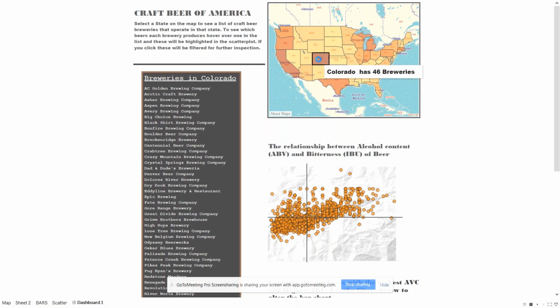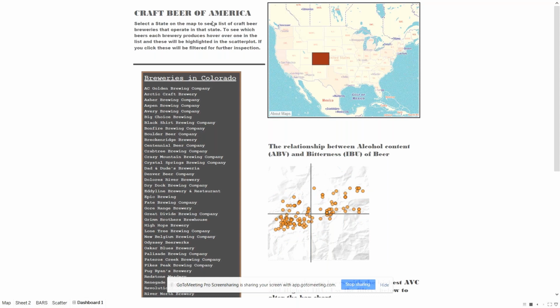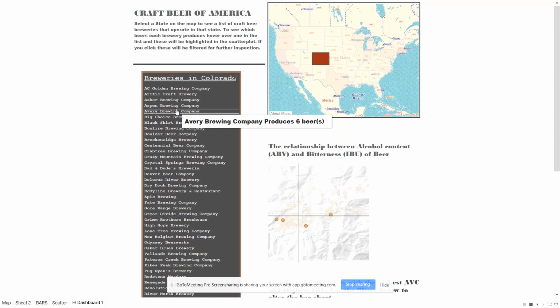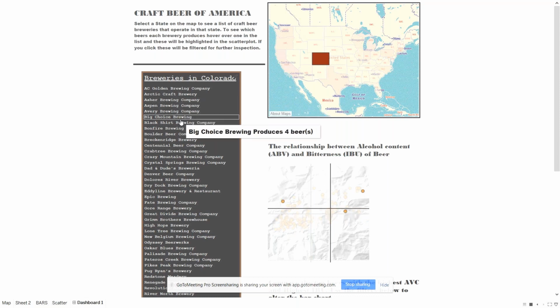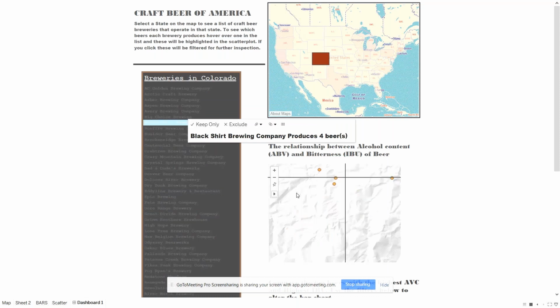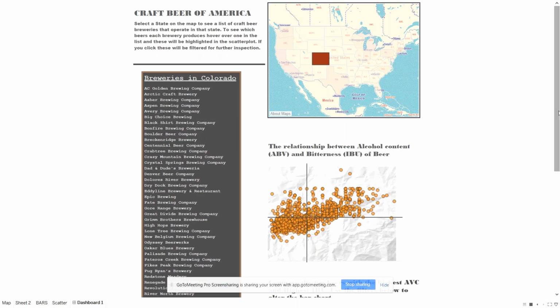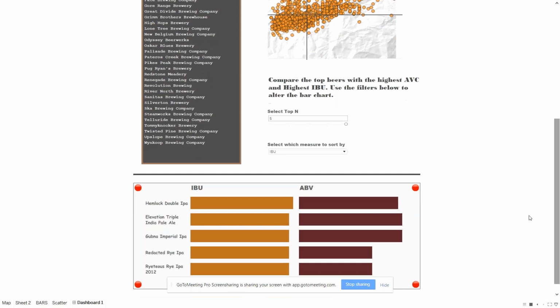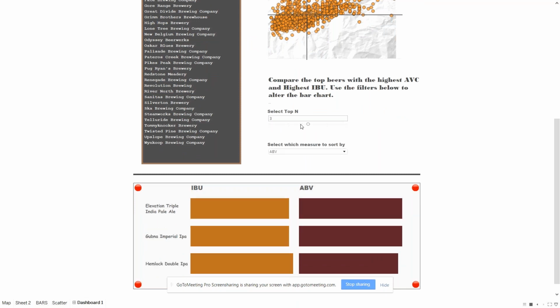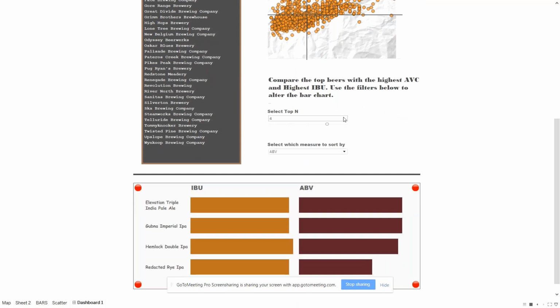On here you can select a state. So if we say Colorado, and then Craft beers in Colorado, that's the highest number of breweries actually. If you hover above a brewery here, the scatter plot will highlight to show the beers that it produces. You can also filter it down to look further at the types of beers. If you scroll down, you can compare the bitterness value with the alcohol value. You can sort by either to see which are top, and you can change whether you're looking at top 2, top 3, top 4, top 5.